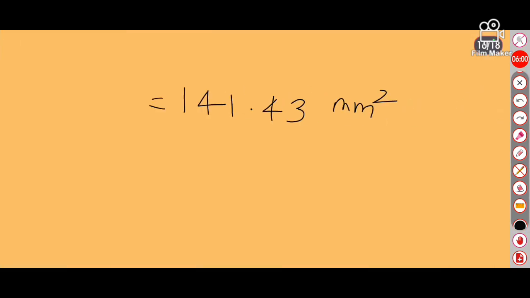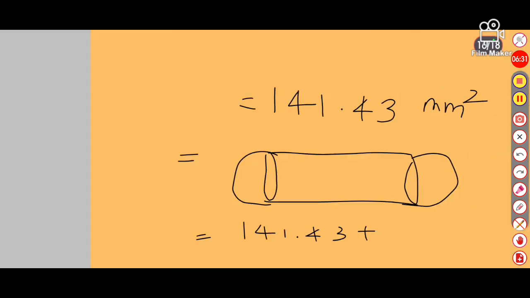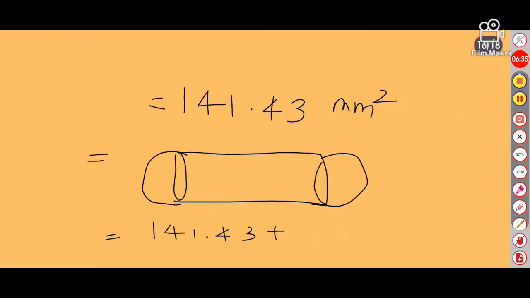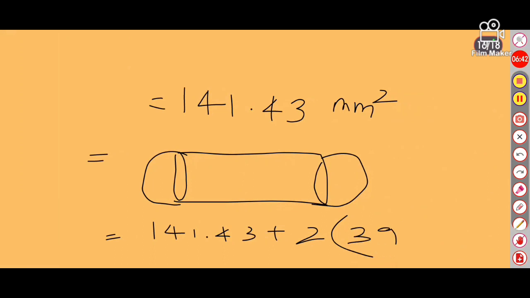Now they are asking for the required area of the medicine capsule. This is the diagram of the medicine capsule. Here one hemisphere, one hemisphere. So the area of the cylinder is 141.43 plus the surface area of the hemisphere, 39.25. There are two hemispheres present, therefore 2 into 39.25.